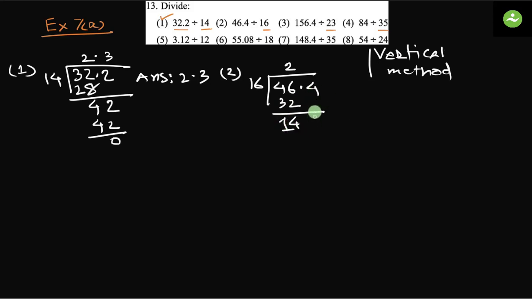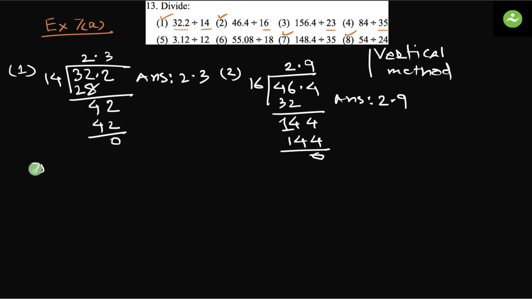Deduct 32, it is 14. Bring down 4. Before that, put the decimal point in the quotient. Bring down 4. 16 into 9 is 144. Deduct 144, it is 0. The answer is 2.9. We have done number 2. Now we do number 7 and then we will do number 8, inshallah.